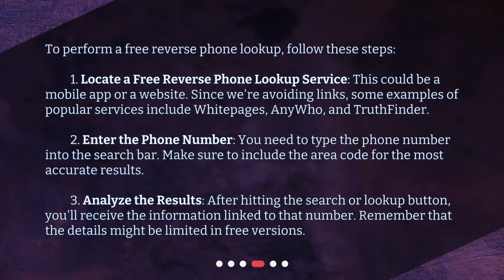2. Enter the phone number. You need to type the phone number into the search bar. Make sure to include the area code for the most accurate results. 3. Analyze the results. After hitting the search or lookup button, you'll receive the information linked to that number. Remember that the details might be limited in free versions.